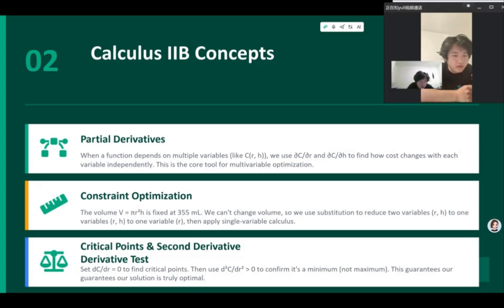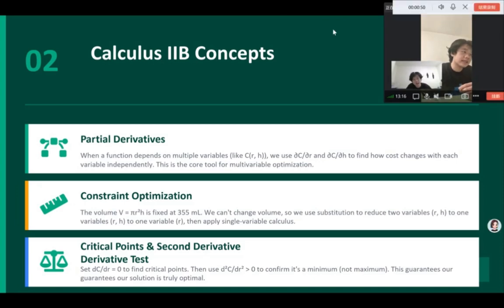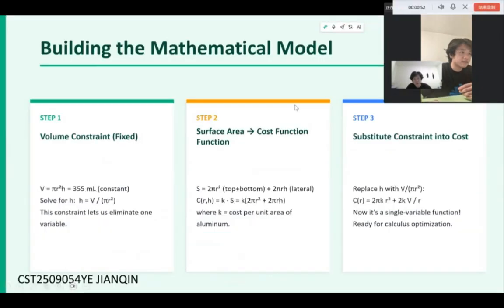The volume of the can is fixed at 355 milliliters, so the radius and height cannot change freely. We use the volume equation to connect these 2 variables. And finally, we use the critical point and second derivative test. We find the critical point by setting the derivative equal to 0. Then we use the second derivative to confirm that it gives the minimum cost. So let's build the mathematical model first.